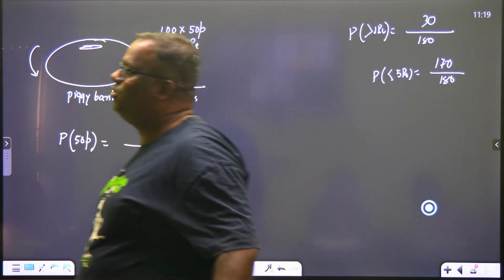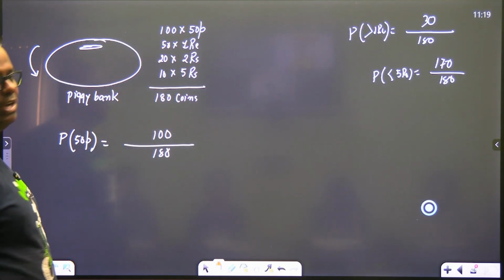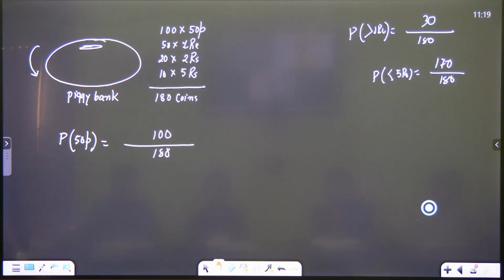Acha, there is one more interesting way to do it. Anyways, that you'll do in 10. If you find out the probability of getting a 5 rupee coin and subtract it from 1, the same answer will come.